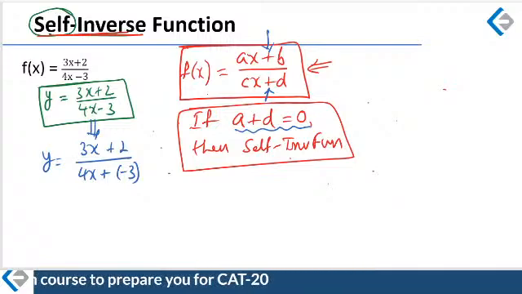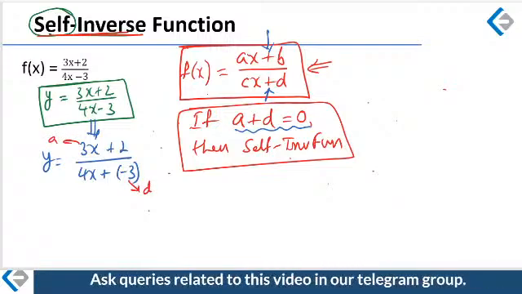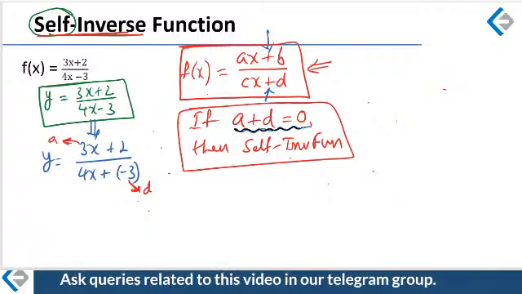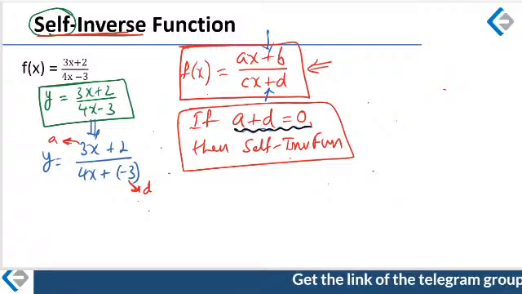What is the value of a here? The value of a is nothing but 3. What is the value of d here? This is the value of d, which is nothing but minus 3. Is a plus d 0? Of course yes, because the value of a is 3 and the value of d is minus 3. Therefore, finally, is the value of a plus d 0? Yes, because a plus d is 0, it becomes a self-inverse function.